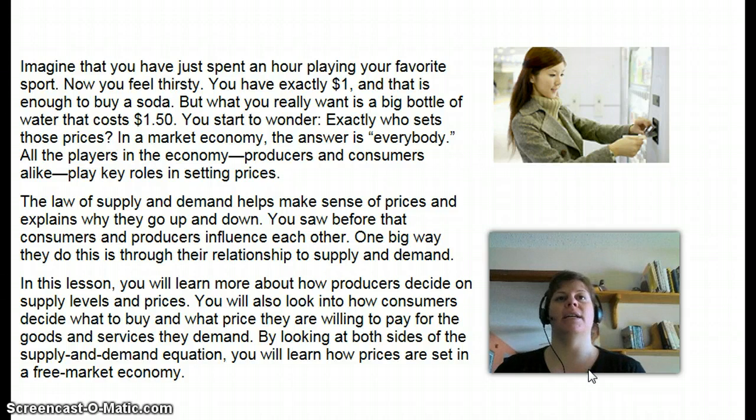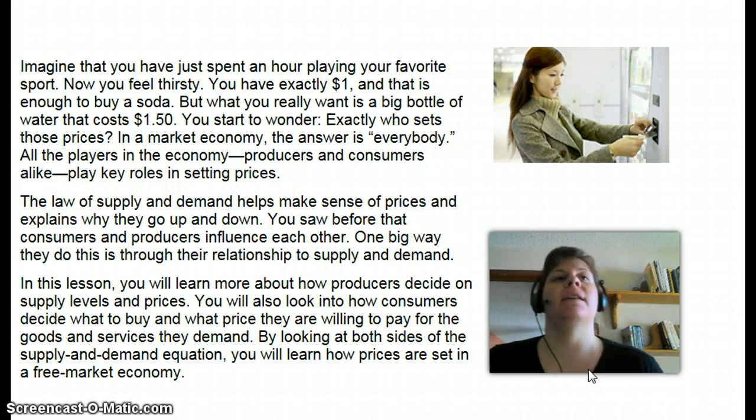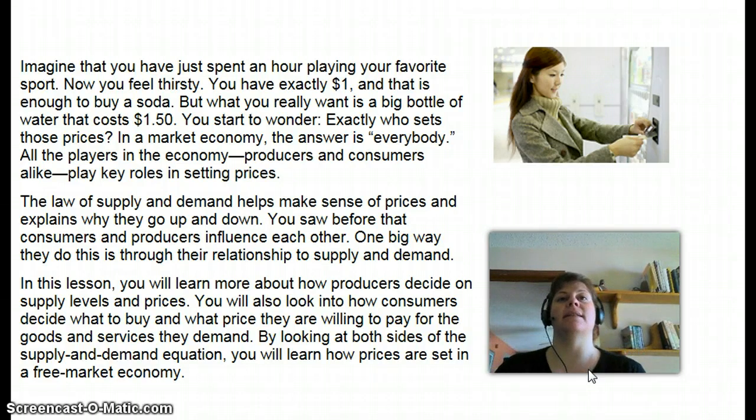In a market economy, the answer is everybody. All the players in the economy, producers and consumers alike, play key roles in setting prices. The law of supply and demand helps make sense of prices and explains why they go up and down. You saw before that consumers and producers influence each other. One big way they do this is through their relationship to supply and demand.